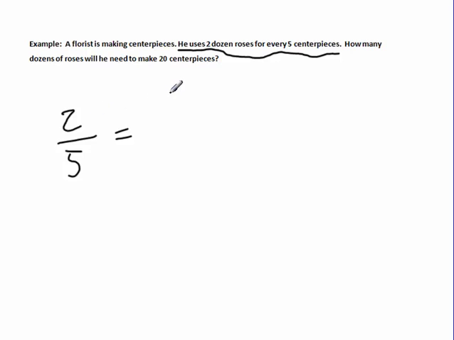And if I don't know how many dozens of roses he uses, again, we use the variable x for the unknown. So I don't know how many dozens of roses he needs, but I do know that he wants to make 20 centerpieces. Well, 2 over 5 equals x over 20. This should be a pretty easy one. We've done more difficult ones up to this point.